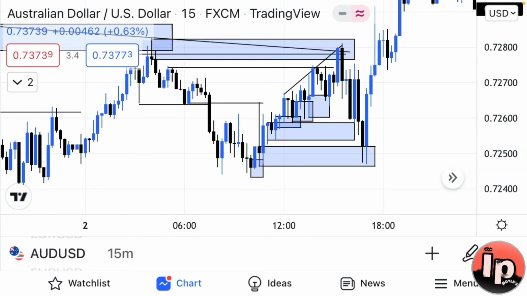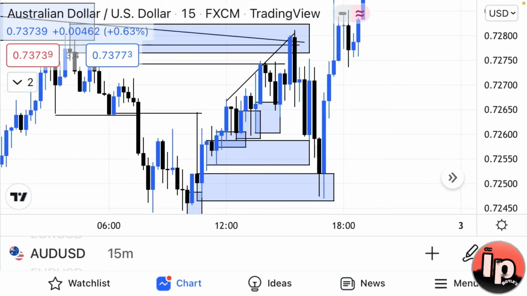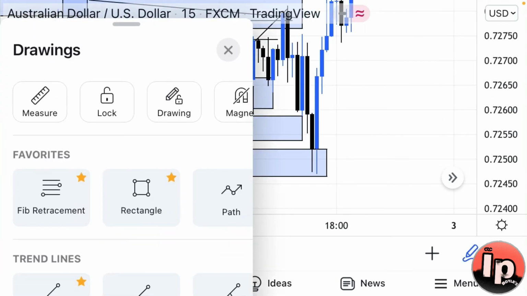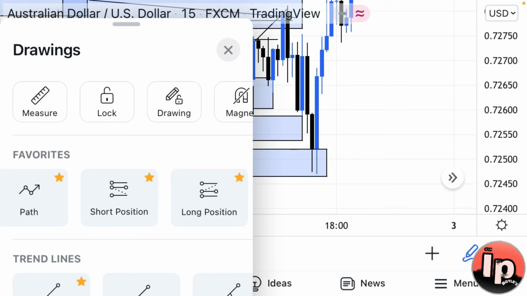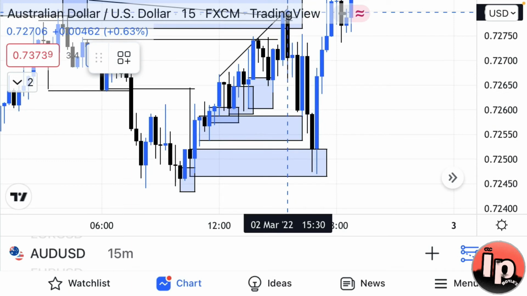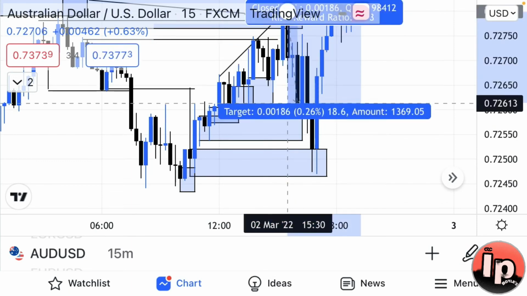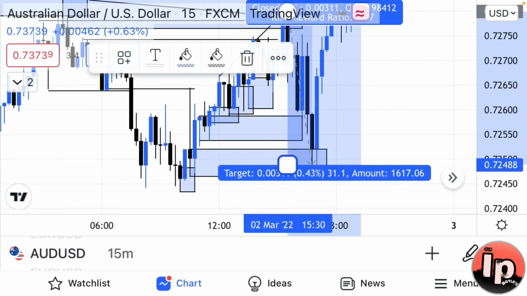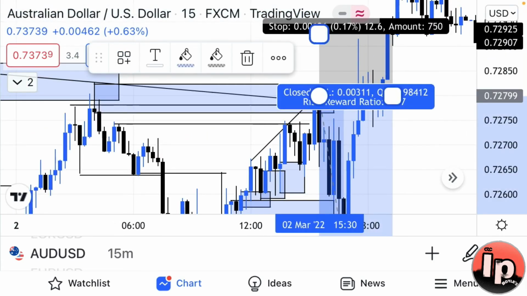This is the danger zone here. This is the correct danger zone. So what do we do? We entered about this zone. This is a short. Let's say you entered at the 3 touch. After the 3 touch, you ride the market. We entered at about the 3 touch.